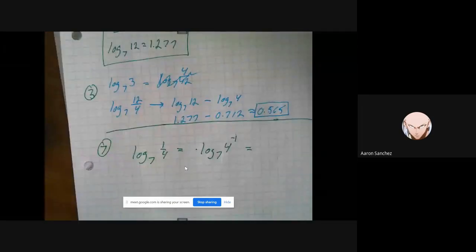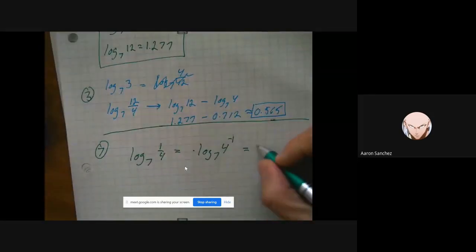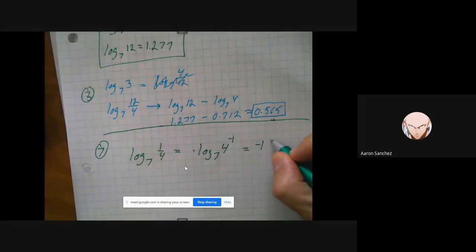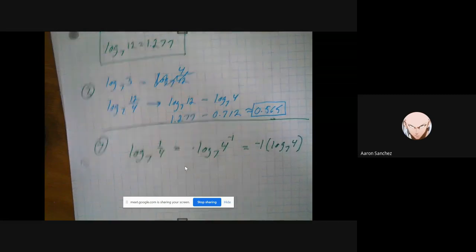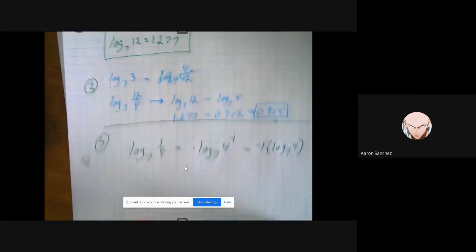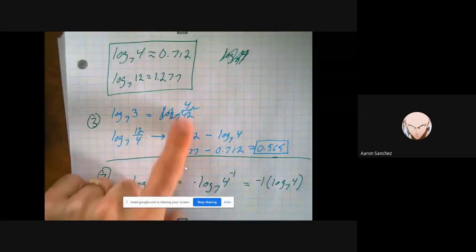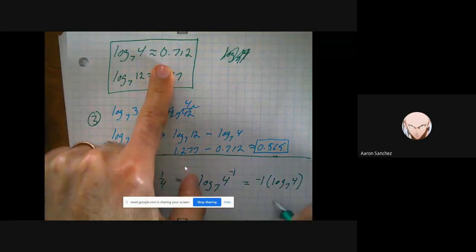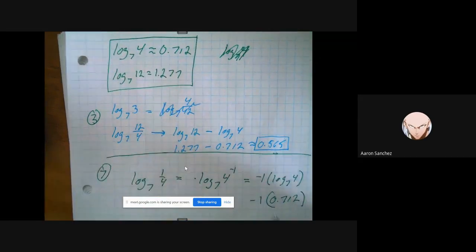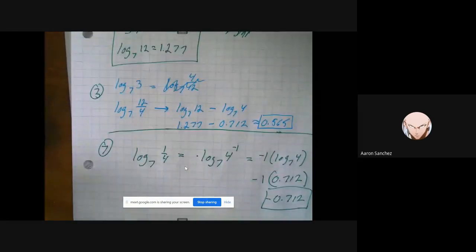So knowing the power rule, like Emma said, it goes -1 times log 7 to the positive 4. The power rule lets us know that. Now to calculate it, I know what log 7 to the 4 is. It's 0.1712 times -1. So -1 times that is -0.712. And that's all you got to do. That's your answer.